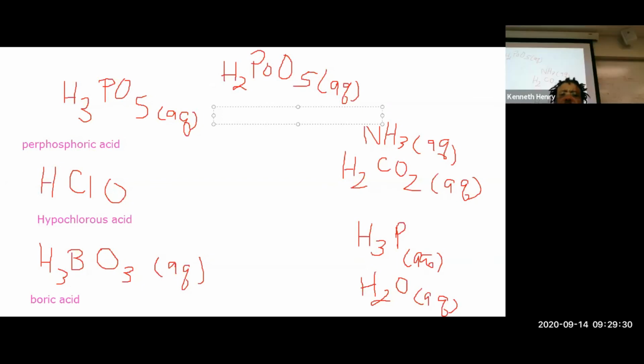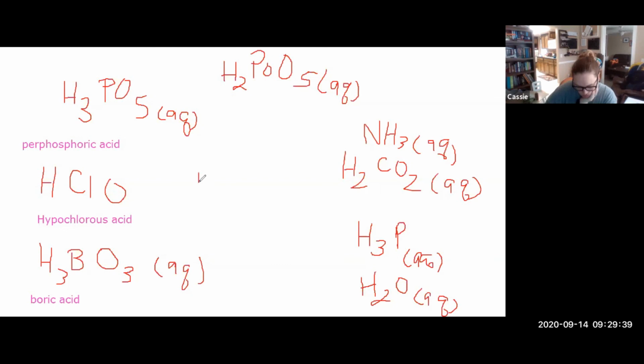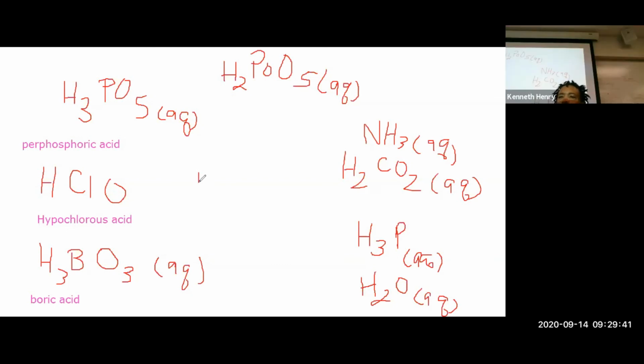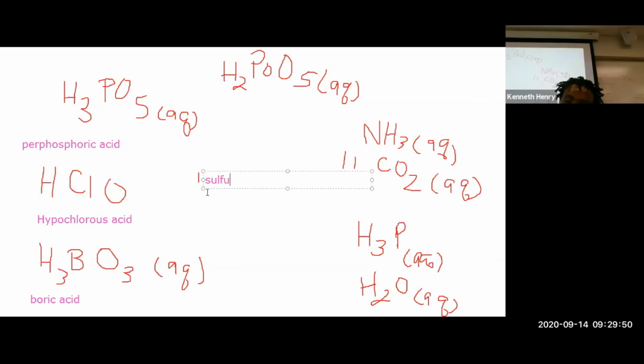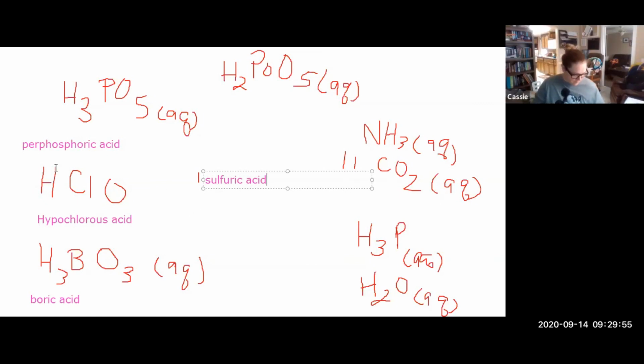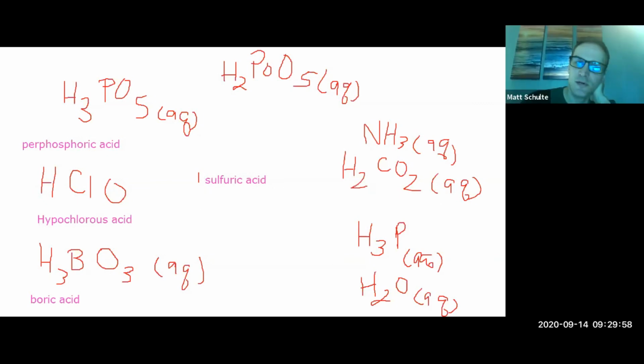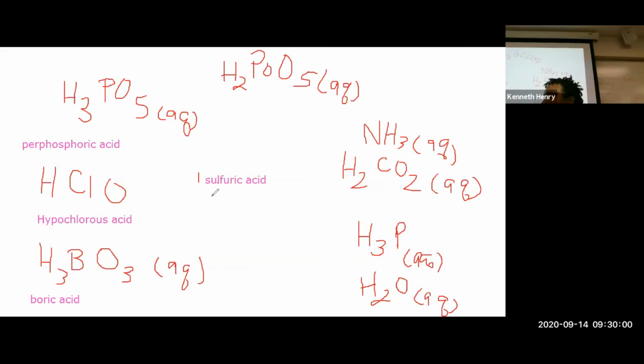How do we write sulfuric acid? What is the chemical formula for sulfuric acid? You can do this. HSO2. Say it again. HSO2. Sulfuric acid. No, that's not right. H2SO4. H2SO4. So sulfuric acid is H2SO4 (aq).